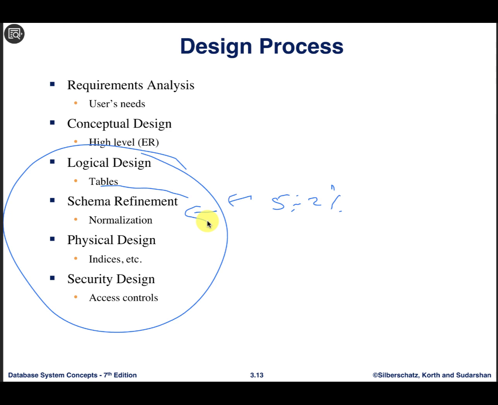You take a look at the schema. Maybe my design has some redundancy or bad thing. You can identify bad design or bad components in your design. Then after that, you try to refine it to make it better or come up with a better design. We call this one normalization. Then after that, physical design: create indexes, etc.